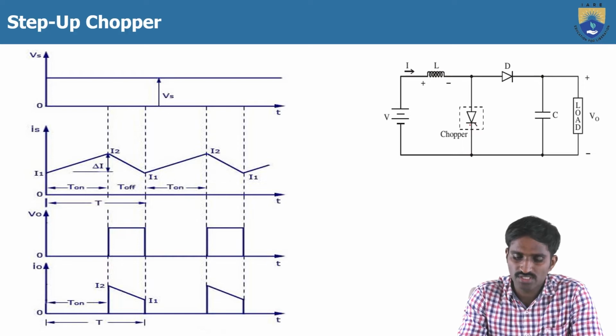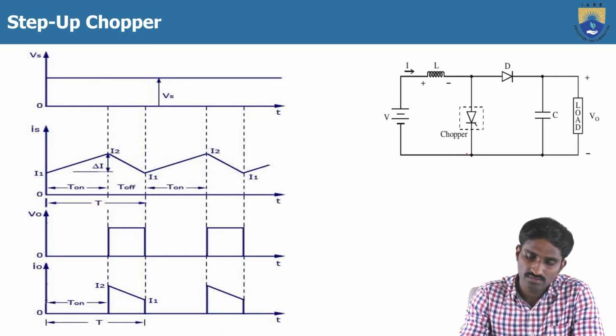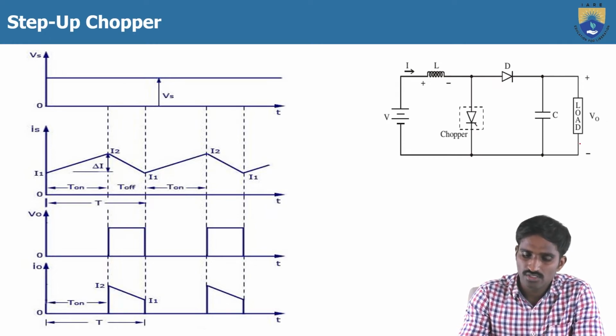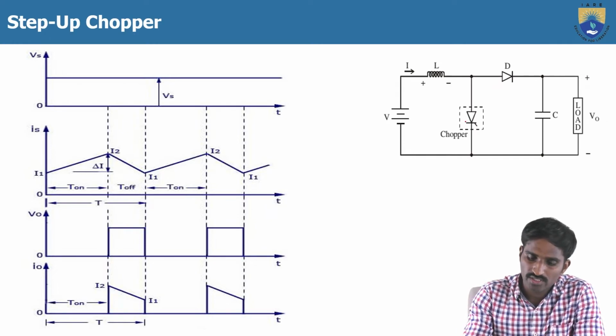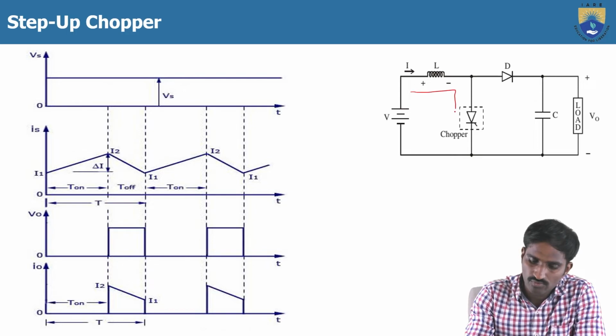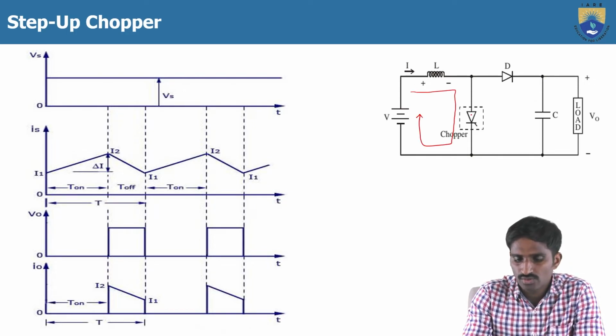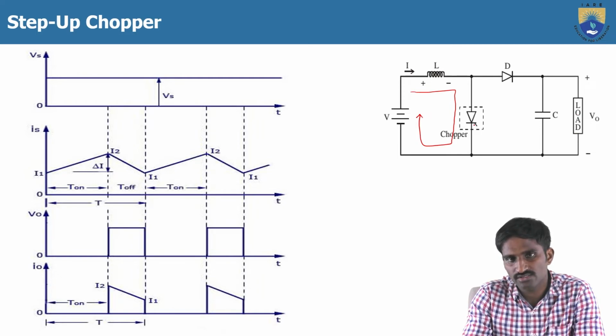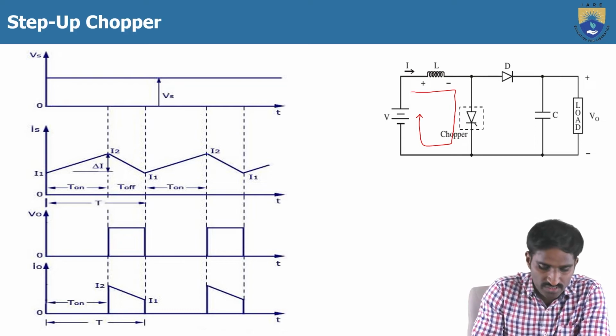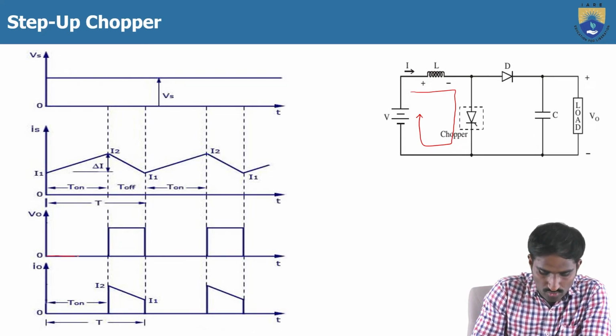So when the chopper is turned on, what is the output voltage? Here this is the output voltage. By turning on the chopper, the load current will flow in this way only. So the chopper switch will make a short circuit across the output voltage. That's why the output voltage is 0 when the thyristor is turned on. So that's why here you can see the output voltage is 0.